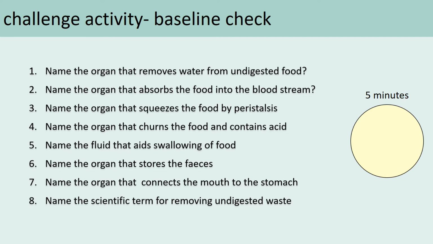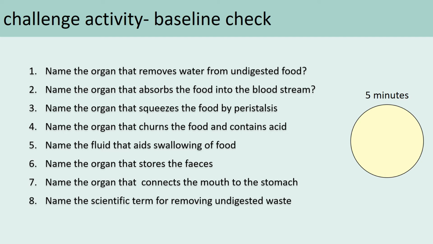So question number 1 is name the organ that removes water from undigested food. So which part of the digestive system does that? Number 2, name the organ that absorbs the food into the bloodstream. Number 3, name the organ that squeezes the food by peristalsis. Number 4, name the organ that churns the food and contains acid.